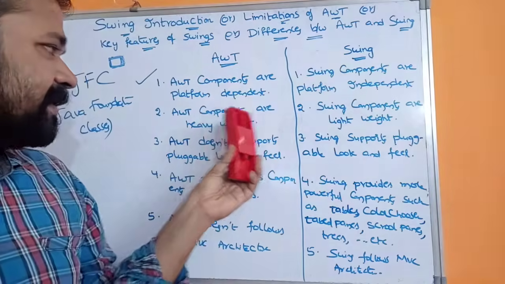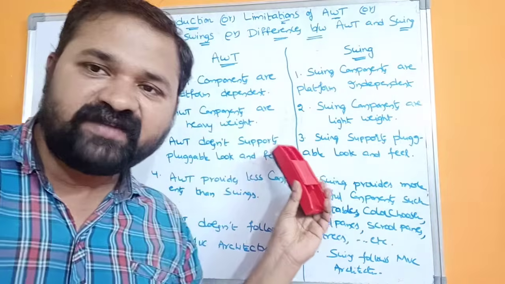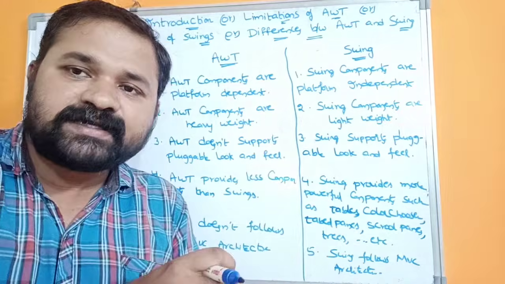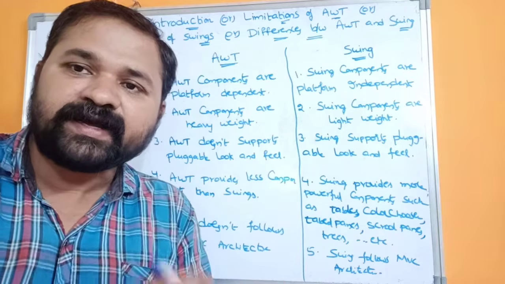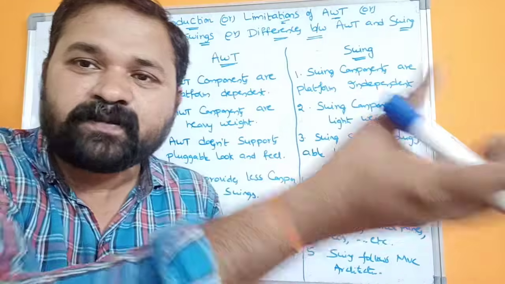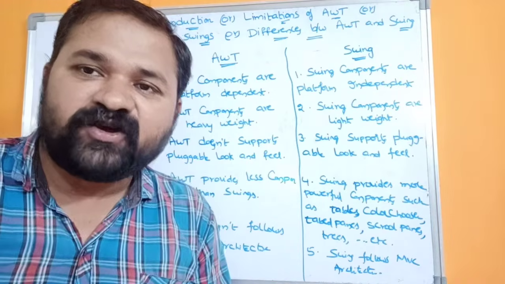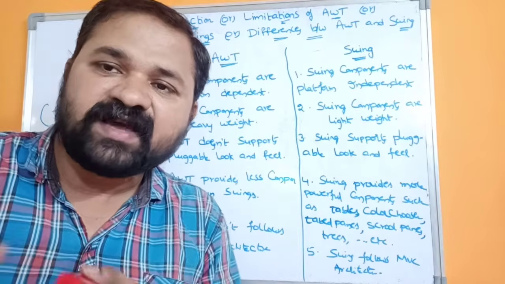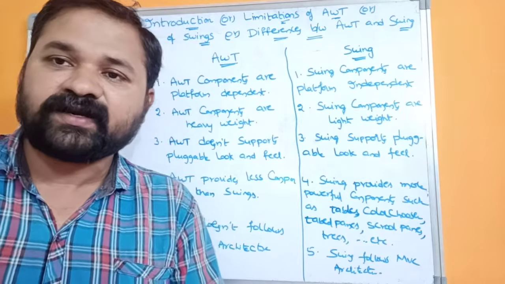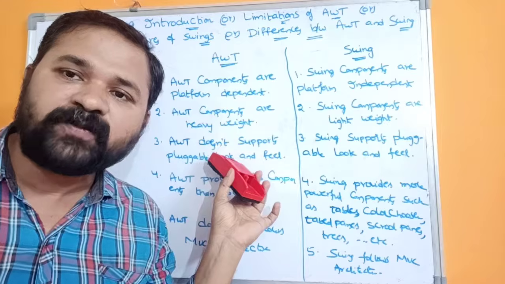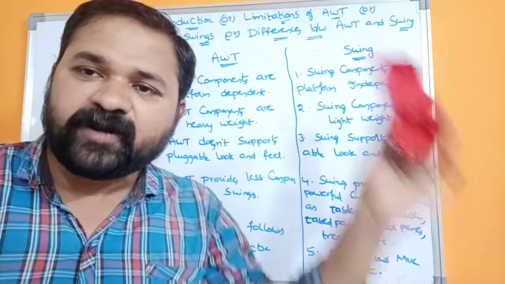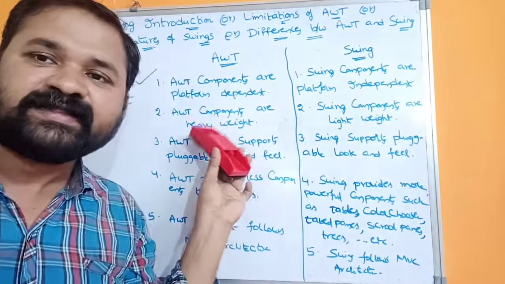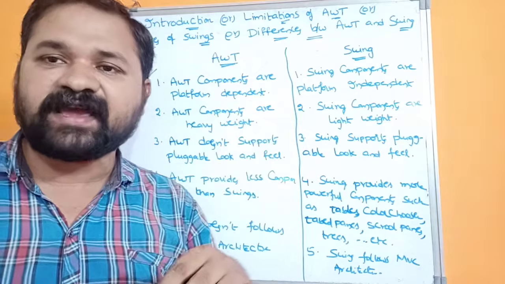So here AWT components are heavyweight. Heavyweight means these components depend upon that operating system's native code. So for Windows operating system, the native code is C#.NET, since Windows was developed using C#.NET. So that means AWT components depend upon that C#.NET, as well as these components are written using Java language.